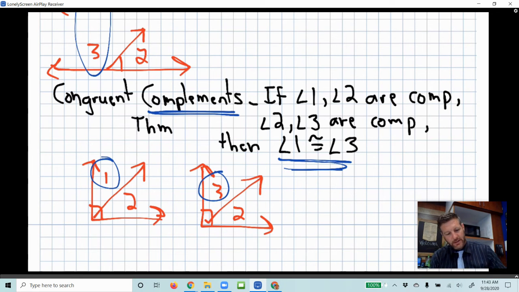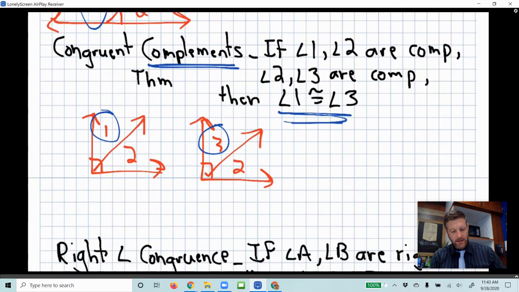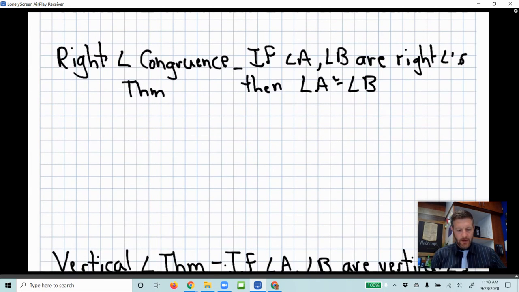So congruent supplements when it's 180, congruent complements when it adds up to 90. Okay, then we have another one, right angle congruence, and that just says if A and B are right angles, then angle A is congruent to angle B.